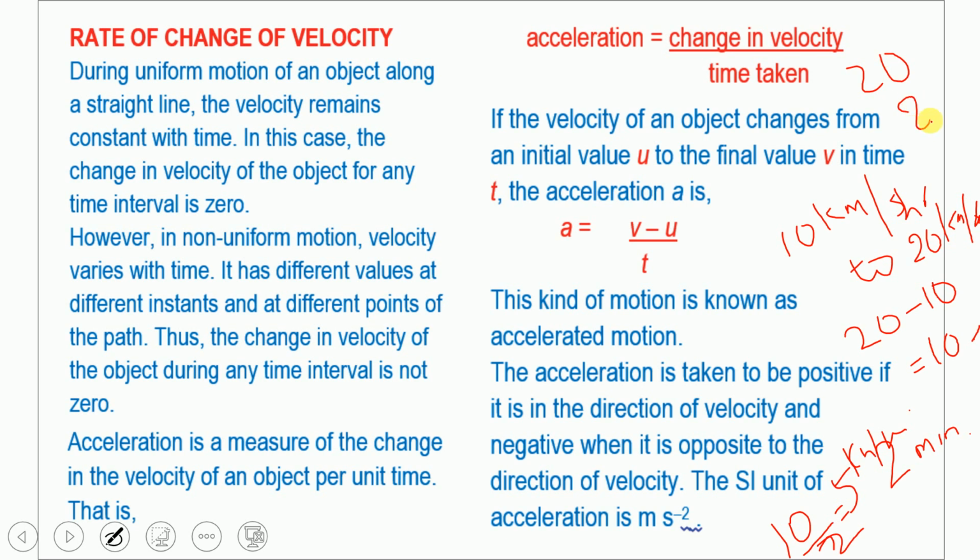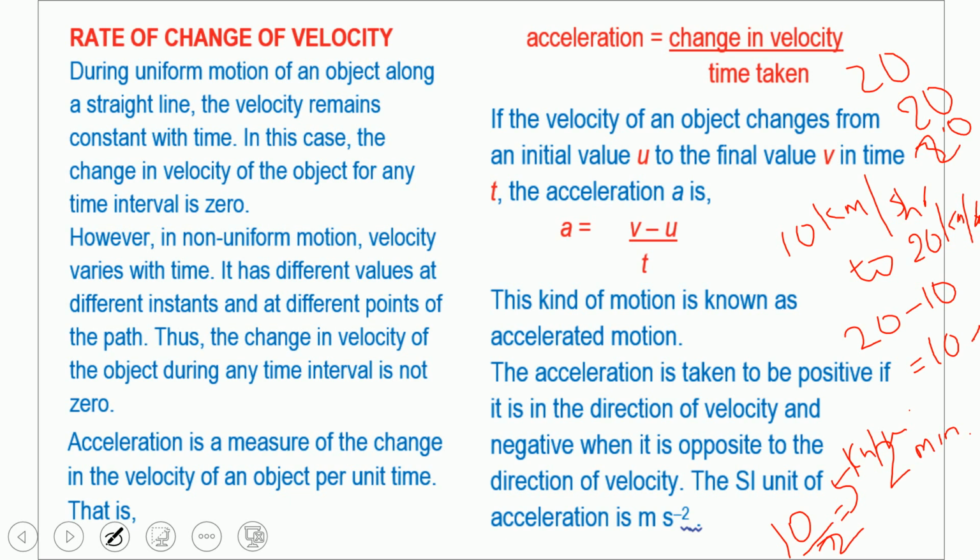Second also it is 20 kilometer per hour. Next also it is 20 kilometer per hour. That is whether the speed is increasing or not increasing. At that time you can see the accelerator remains as it is. That is, we are not accelerating. So here the change in velocity is 20 minus 20, which is 0.